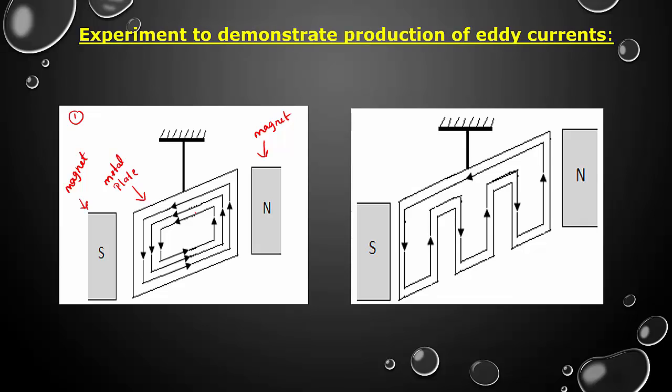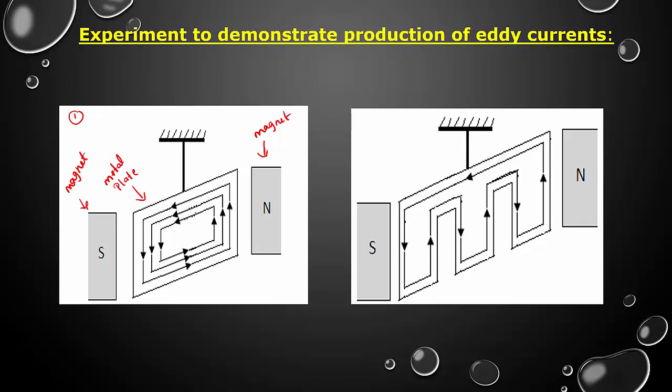What does it indicate? When that metal plate is free to swing between these two strong magnets, oscillations are always decreasing. Finally, within a fraction of a second, within a small interval of time, this metal plate will come to rest. It will not oscillate for longer time only because of opposition between the magnetic field of the induced EMF and the magnetic field of the magnet. Then, how to make that metal plate swing for longer time?